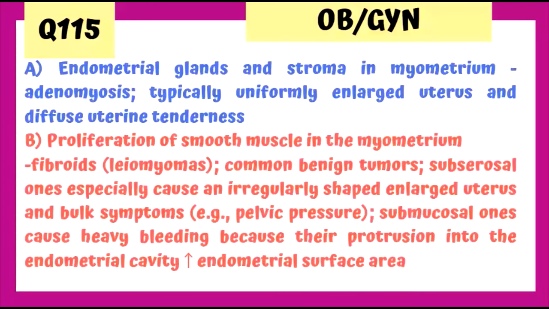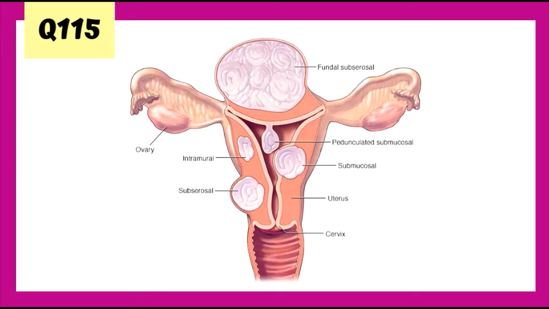Endometrial gland and stroma in the myometrium, that's adenomyosis. That typically presents with a uniformly enlarged uterus and diffuse uterine tenderness. The different types of fibroids. Let's move on to the next one.